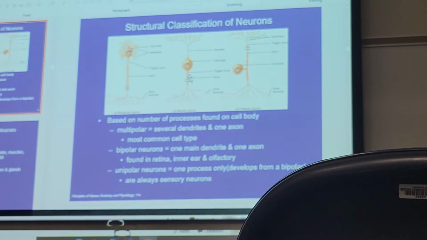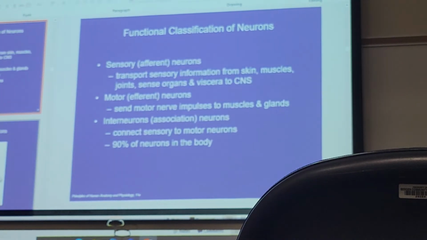You also have unipolar, where the cell body is off to the side, so it looks like one extension that's going right down. Unipolar neurons are also sensory. We did say sensory neurons are afferent. They basically receive messages from a receptor someplace in the body. We have the motor neurons, which are efferent, which send messages out to the muscles. And then we have the interneural or association neurons. 90% of the neurons are actually in the body, though.